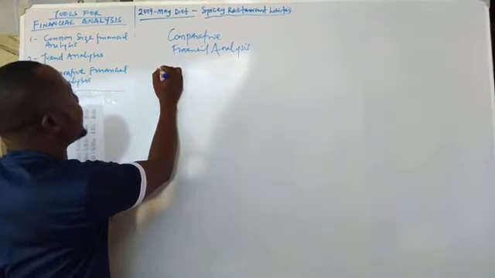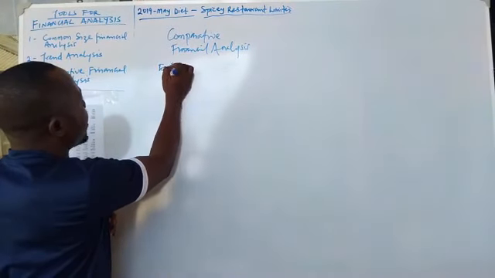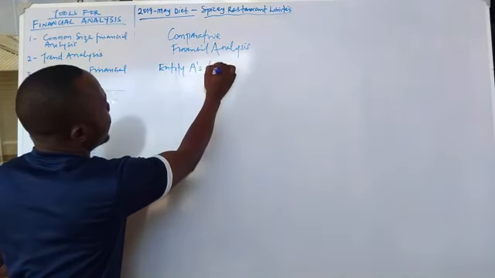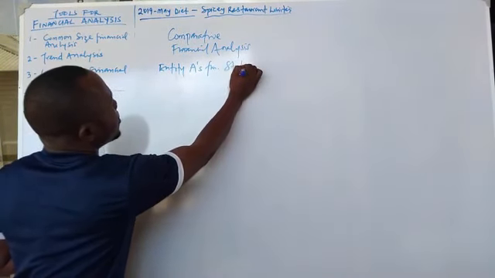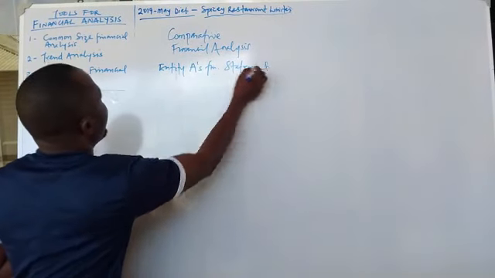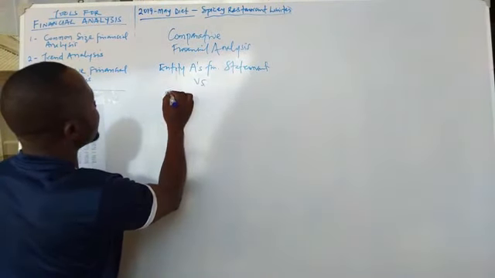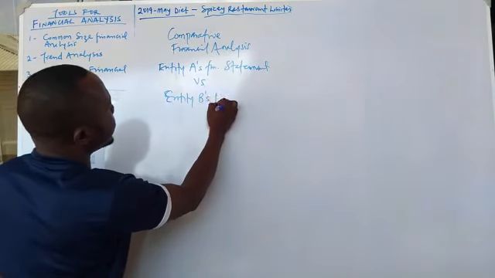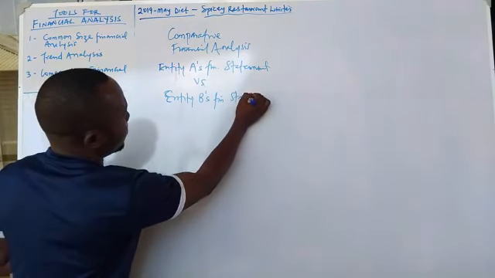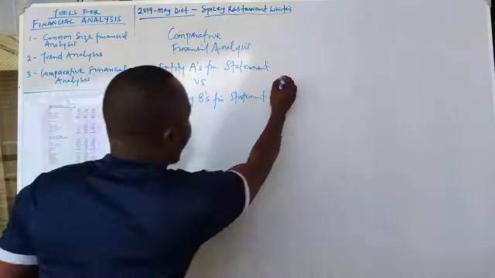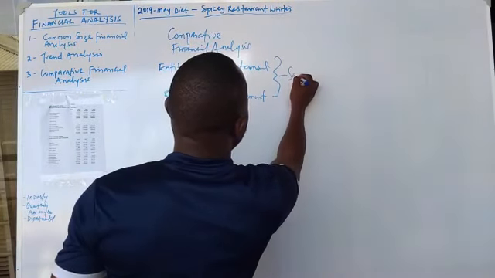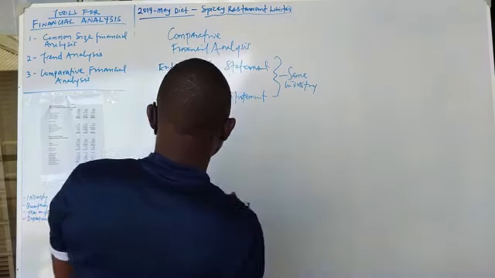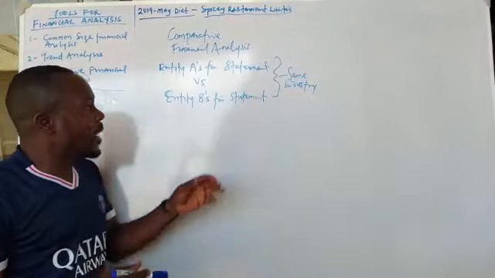The financial statement of entity A, for example, versus entity B's financial statement, and both of them must be in the same industry. That is industry-based analysis.